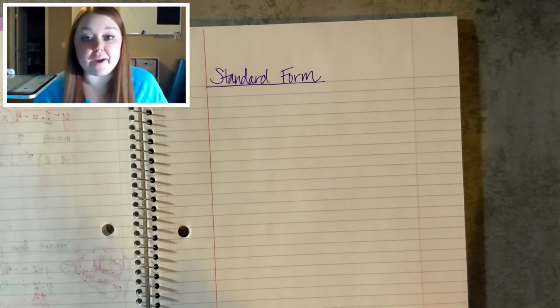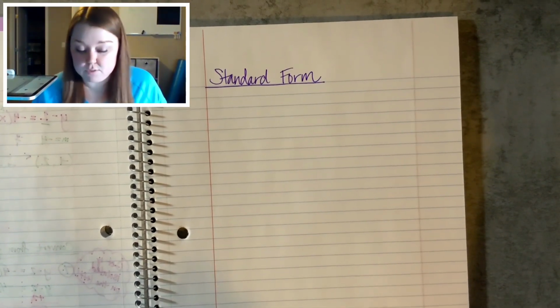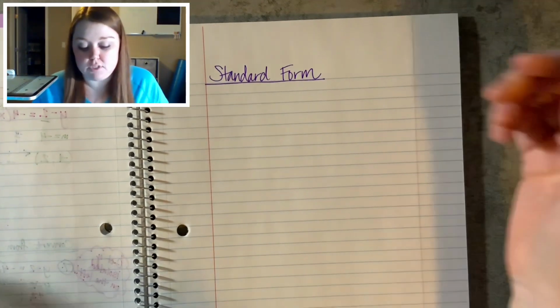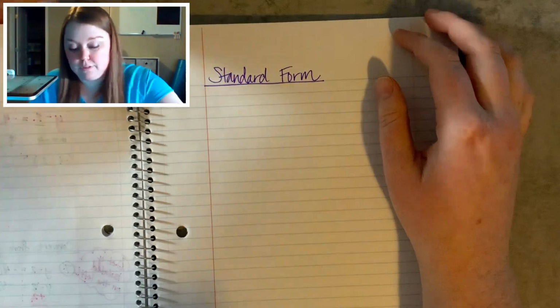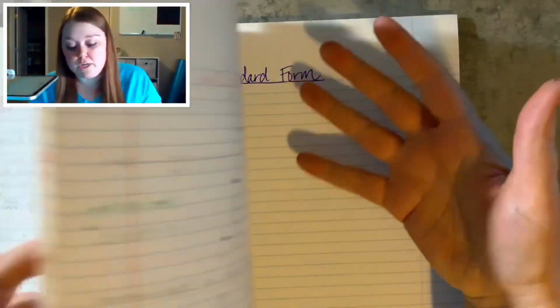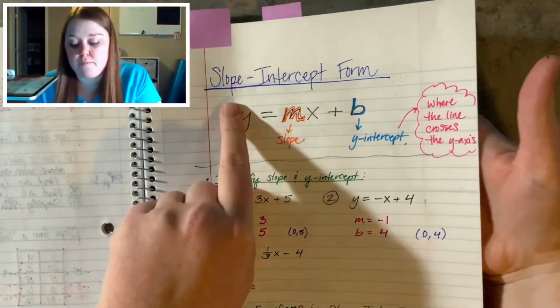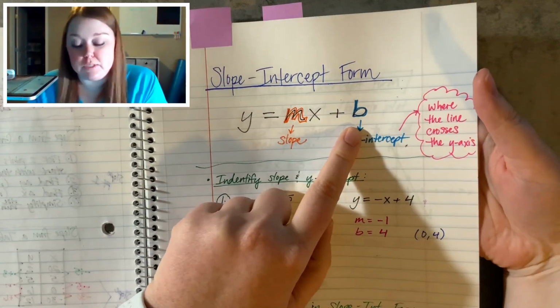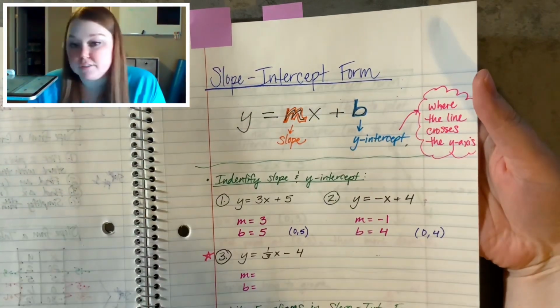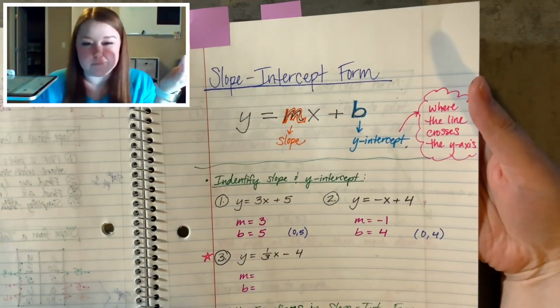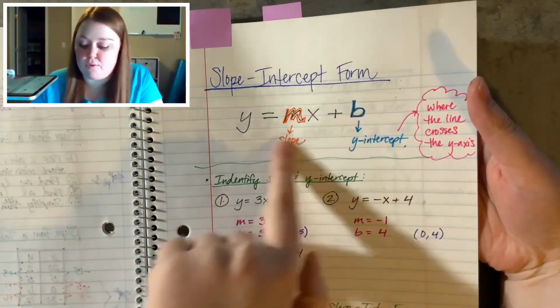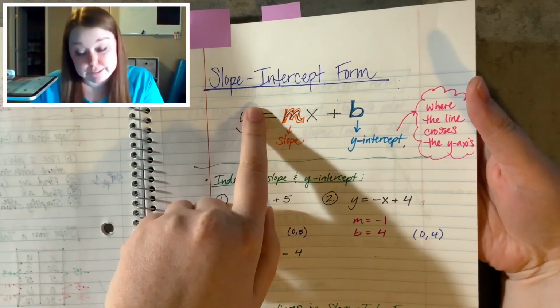Okay, so we're still doing some linear equation stuff. Our favorite linear equation form is y equals mx plus b, slope-intercept form. That's the one we use the most this year in math, but also in most math classes. This is the form that you're going to be using a lot.